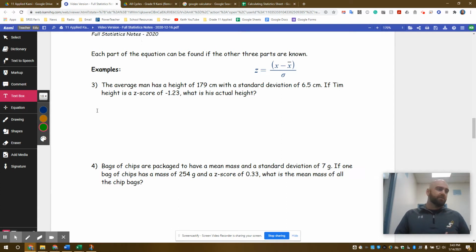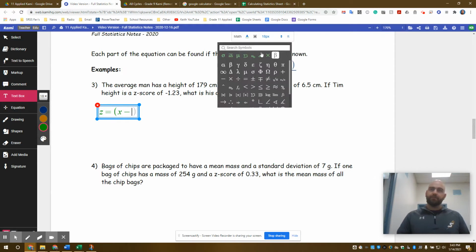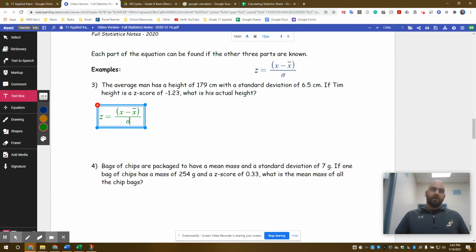How we do that, I'm going to manipulate the formula instead of putting numbers in and going through there. So we're going to manipulate the formula: z equals x minus x bar divided by sigma. Okay, so there's our formula. Now we want to try to get x all by itself.